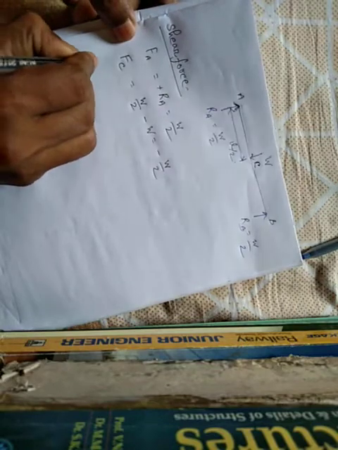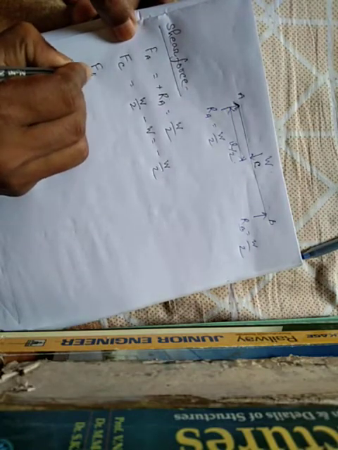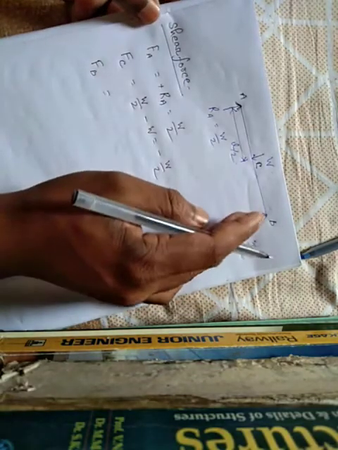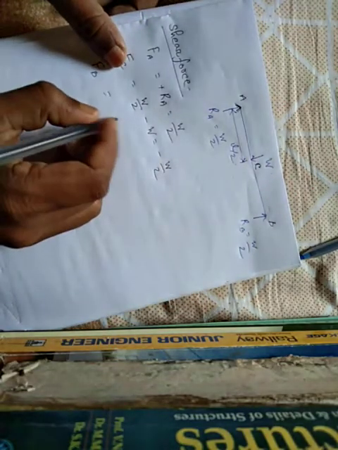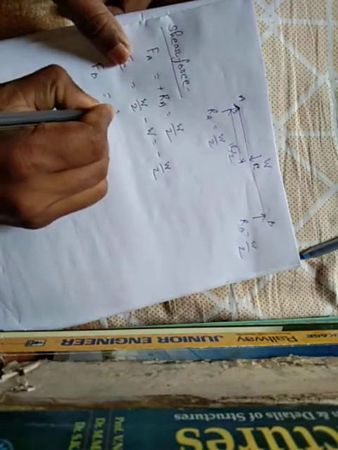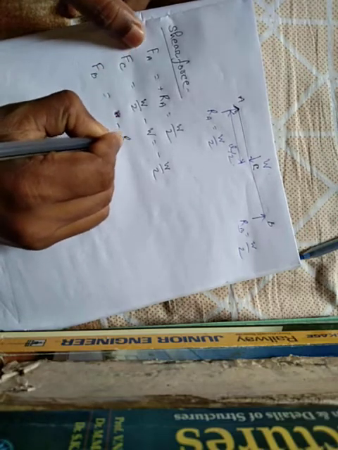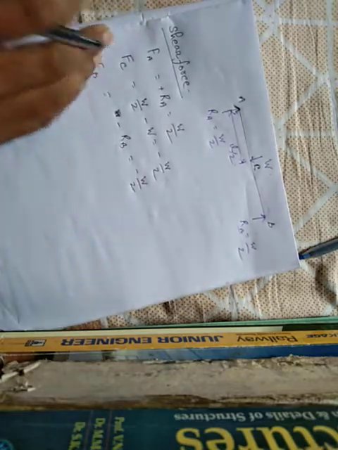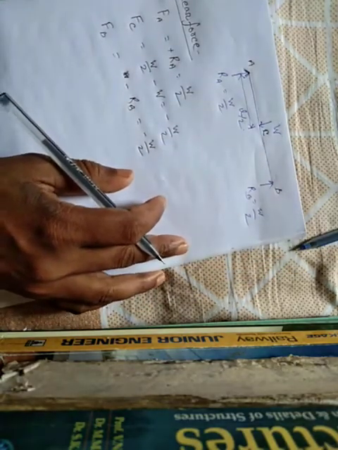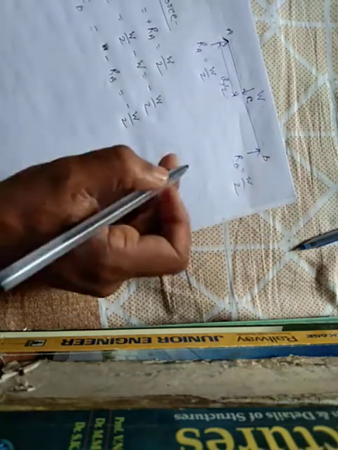And shear force at point B, in the right side section always negative, is W minus reaction B, which is equal to minus W by 2. Now draw the shear force diagram. Let me draw the shear force diagram.